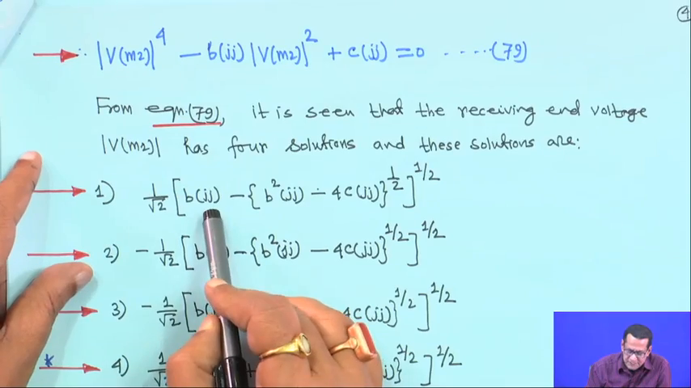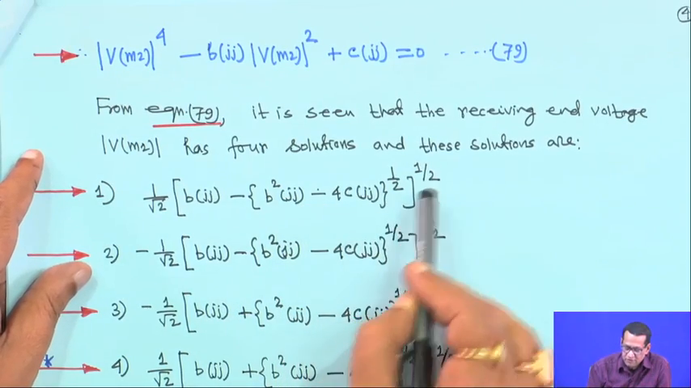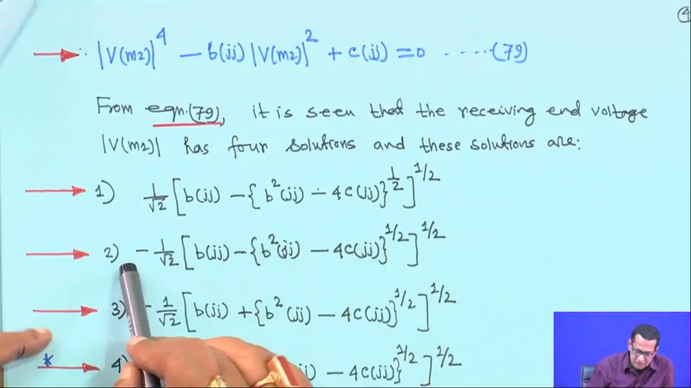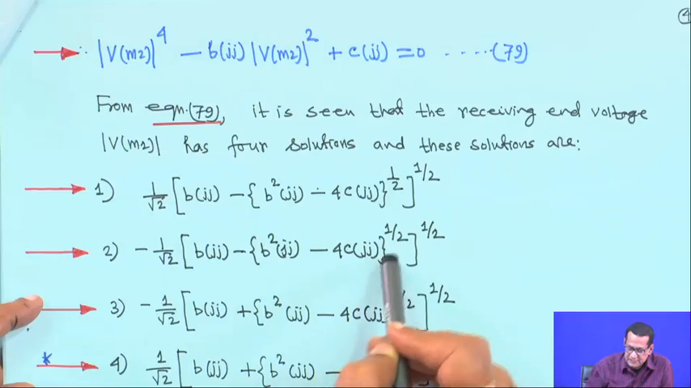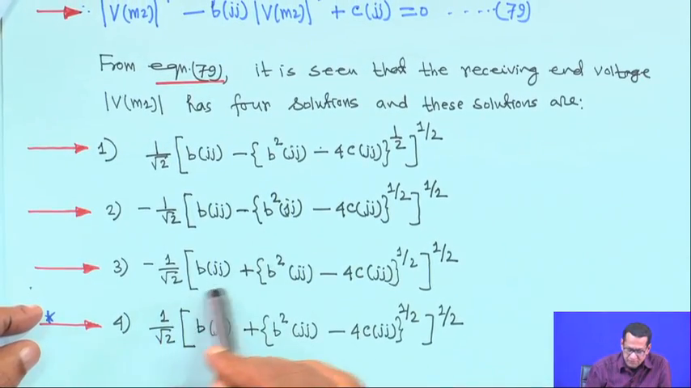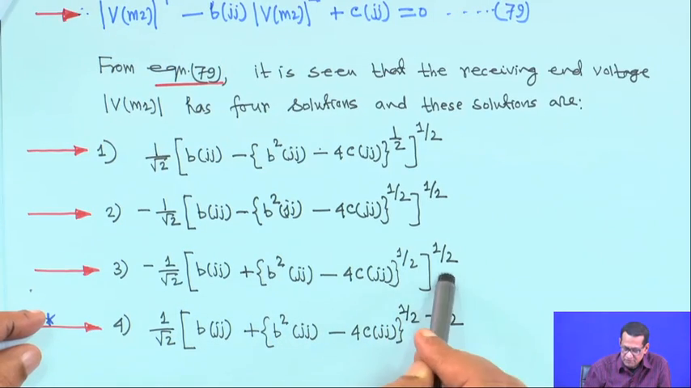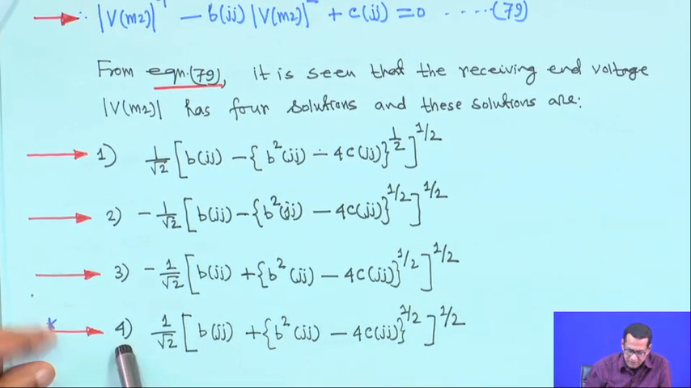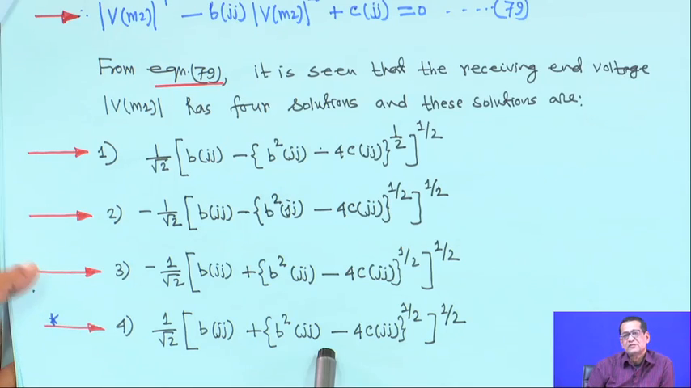So, 1 by root 2 times (B jj minus (B square jj minus 4 C jj) to the power half), then the whole to the power half. This is one. Another solution is minus 1 upon root 2 times (B jj minus (B square jj minus 4 C jj) to the power half), then the whole to the power half. Another solution is minus 1 upon root 2 times (B jj plus (B square jj minus 4 C jj) to the power half). And another solution, the fourth one, is actually the feasible solution. Whatever equation we have put in a different form, we have used it for the second method of the load flow studies.